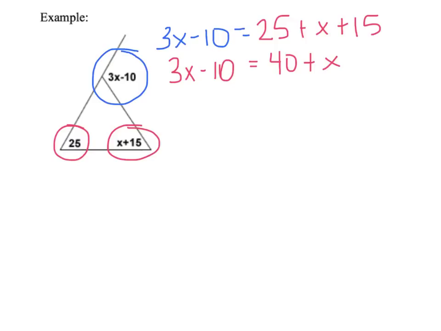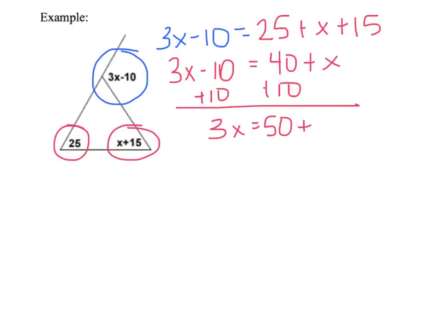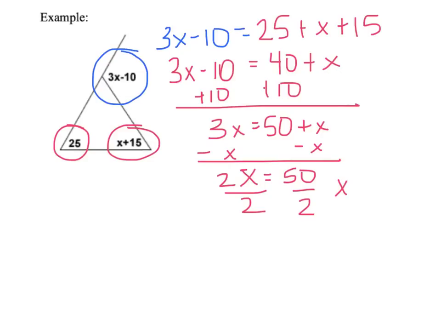And now we can solve. So we're going to add 10 to both sides. So 3x equals 50 plus x. Now we're going to minus x. 2x equals 50. Divide by 2. X equals 25. So now we want to figure out what each angle equals.